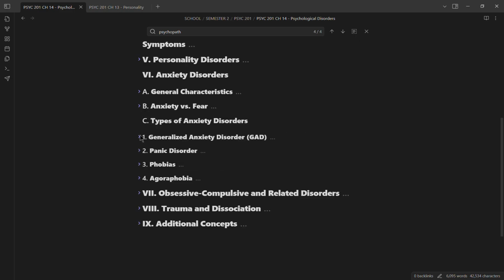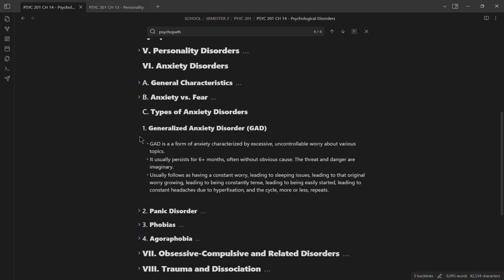So, types of anxiety disorders. 1. Generalized anxiety disorder, or GAD. Again, it is a form of anxiety characterized by excessive uncontrollable worry about various topics. It usually persists for 6 months, often without obvious cause. The threat and danger are imaginary, though.